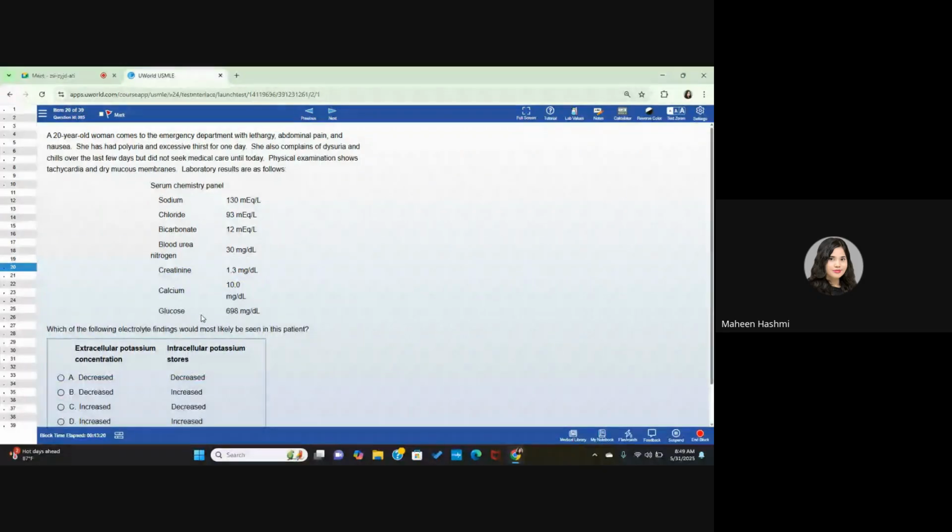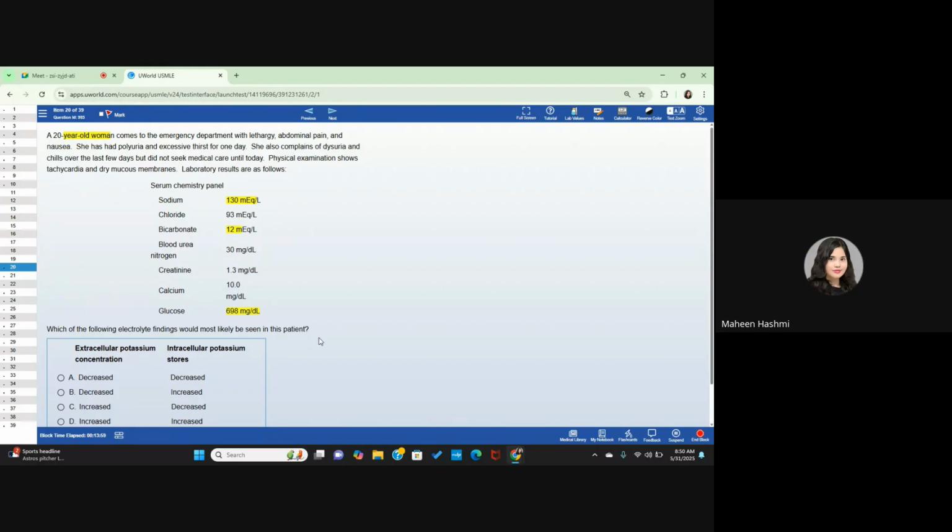All right. Calcium is 10. Glucose is 698. Interesting. Glucose is 698. A 20-year-old woman with nausea, tachycardia, dry mucous membranes. Okay, is it an increased anion gap or not? Sodium is low, due to the high blood glucose. Chloride 93 is also a decrease. Bicarb 12, decreased.